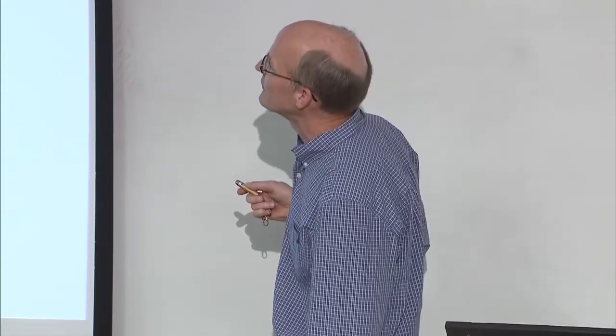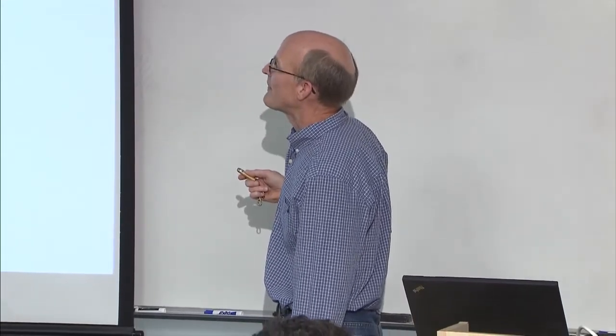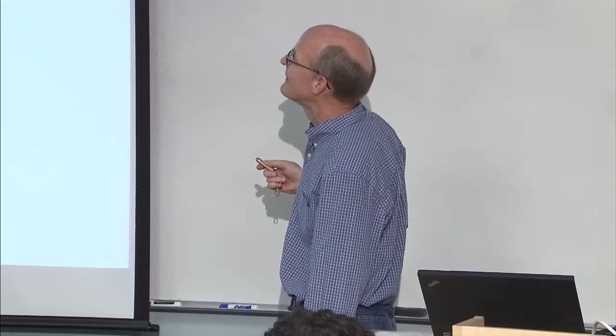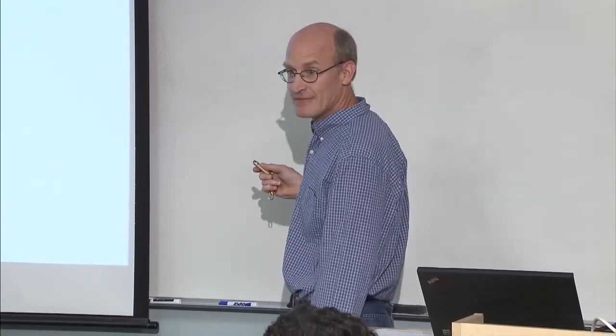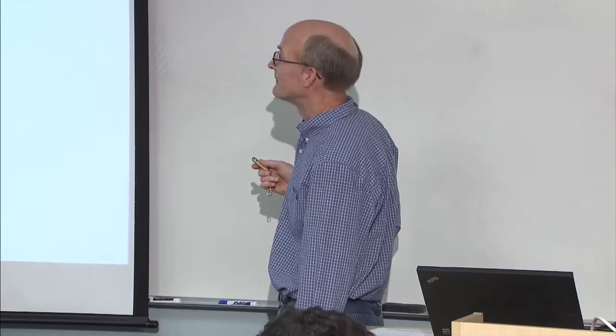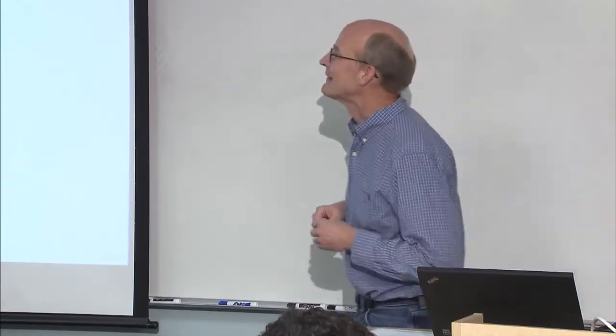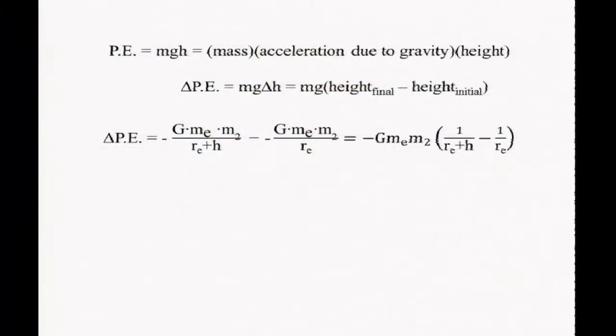So that means when we're doing mgh, we're really doing mg delta h. My mass and my gravitational constant, in this case the acceleration due to gravity, stay the same. It's the heights that change, and that'll get me a difference in potential energy. So now I can go back and grab that other equation and plug in my values here. So here's my final height.